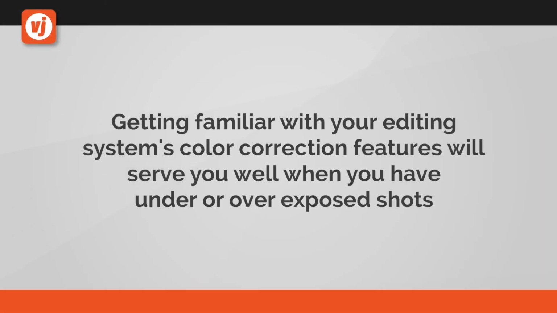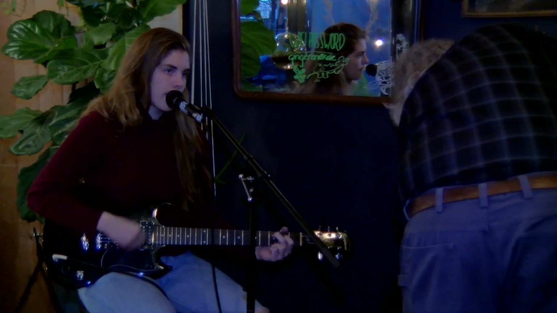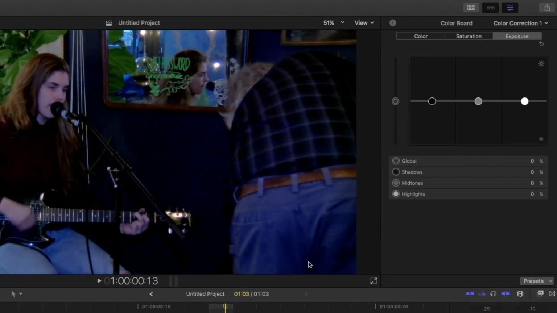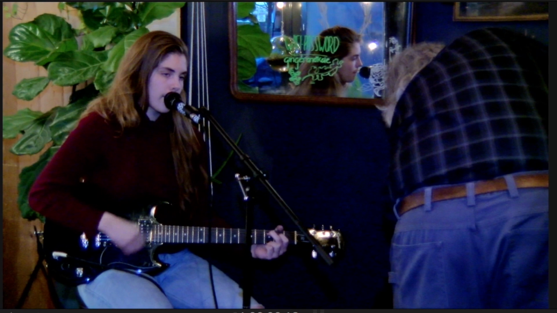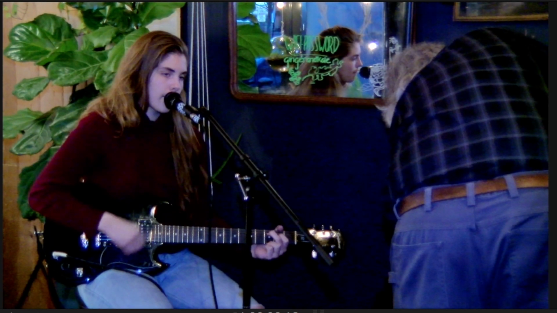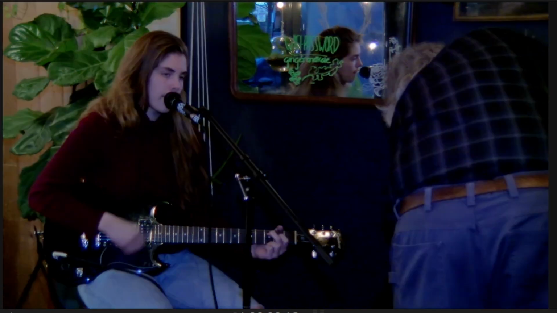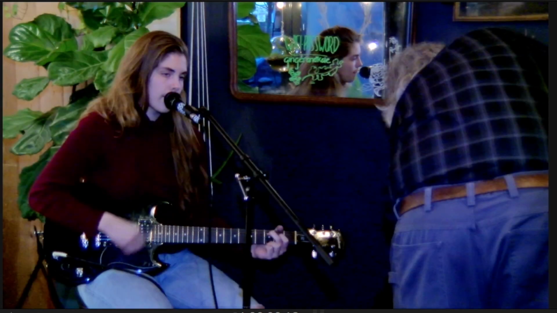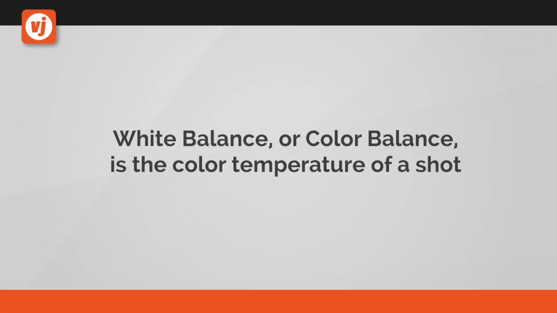Getting familiar with your editing system's color correction features will serve you well when you have under or overexposed shots. Here's an underexposed shot, and if we go into the color correction tool, we can raise the whites and midtones, and then bring the blacks down a bit, and it looks pretty good. If we turn the correction off for this shot and then back on again, you can see how much the exposure has been improved.